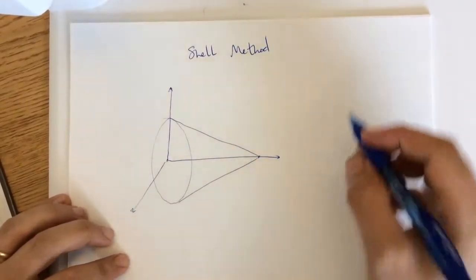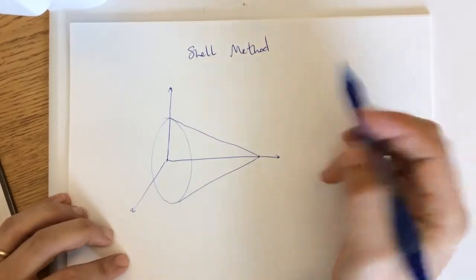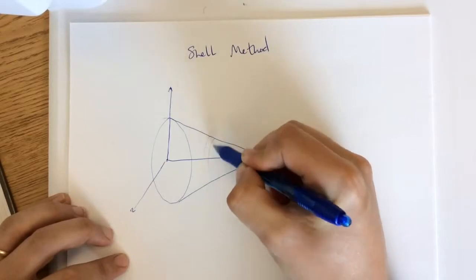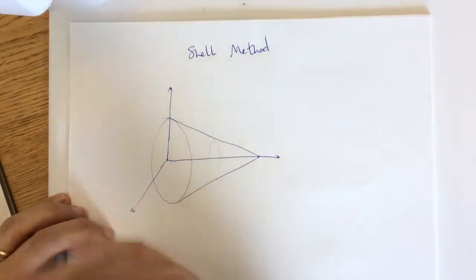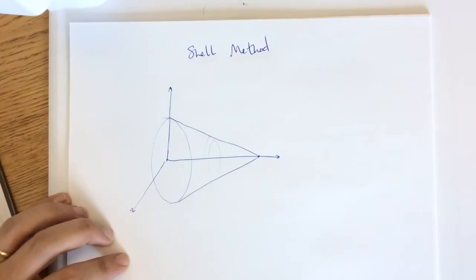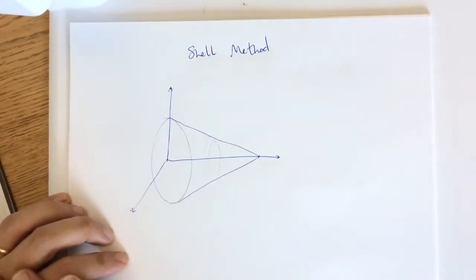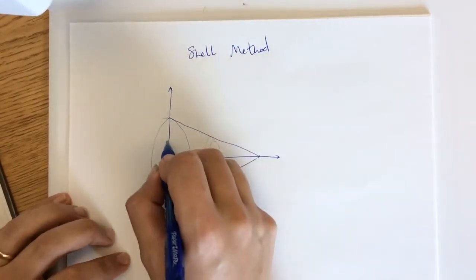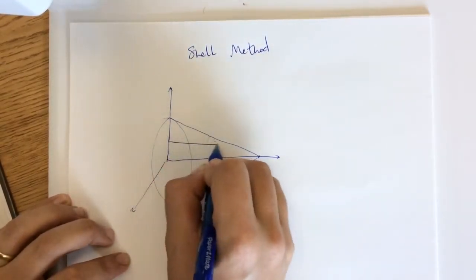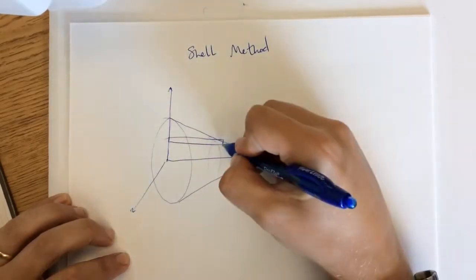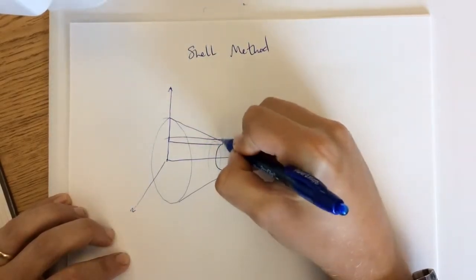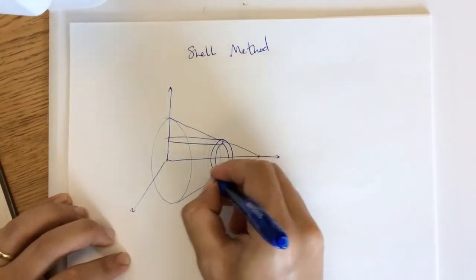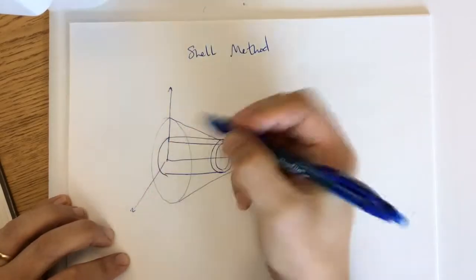Okay, in the shell method, or let's say first in the disk method, we would have sliced this cone into disks that were tall ways in this coordinate system, and then added those disks together in sequence. To calculate the volume using the shell method, we're going to use not disks, but cylindrical shells. So suppose that I have a shell here. Okay, there's one shell.